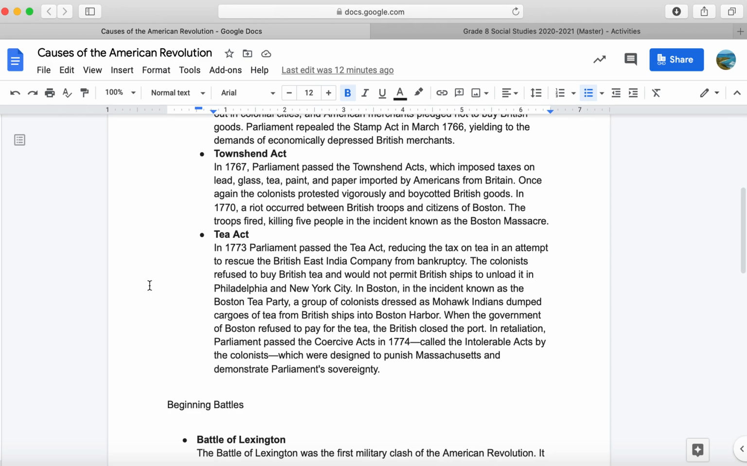When the government of Boston refused to pay for the tea, the British closed the port. In retaliation, Parliament passed the Coercive Acts in 1774, called the Intolerable Acts by the colonists, which were designed to punish Massachusetts and demonstrate Parliament's sovereignty.